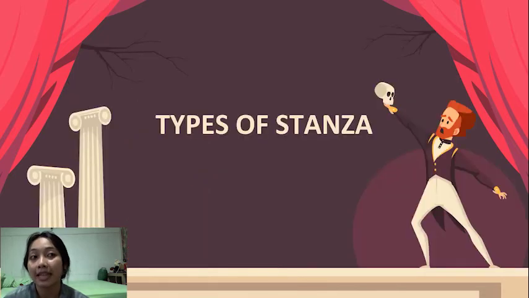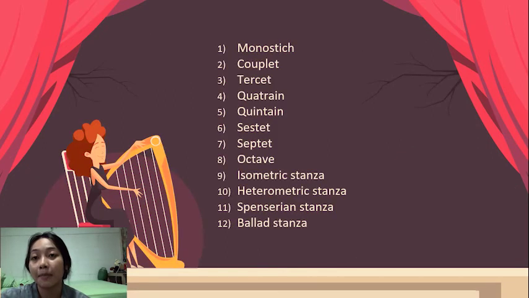Types of stanza. Stanzas have many types, so I'll give a brief explanation. Stanzas, like poems, come in all shapes and sizes. There are many different types, and they are often classified by meter, rhyme scheme, and how many groups of lines they have. Here are some different types of stanza. The first one is a monostich. A monostich is a one-line stanza.